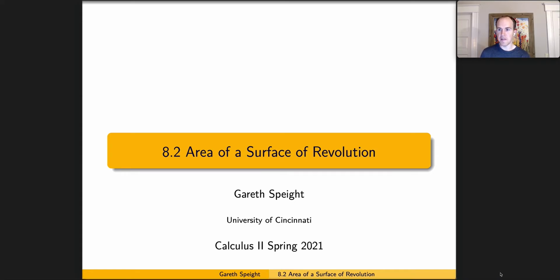So in this section, the pictures are going to be kind of similar to back when you studied volumes of revolution in Calculus 1, but rather than finding the volume of the inside of a region, we're going to be studying the area, or the surface area, of the outside, or of the boundary.